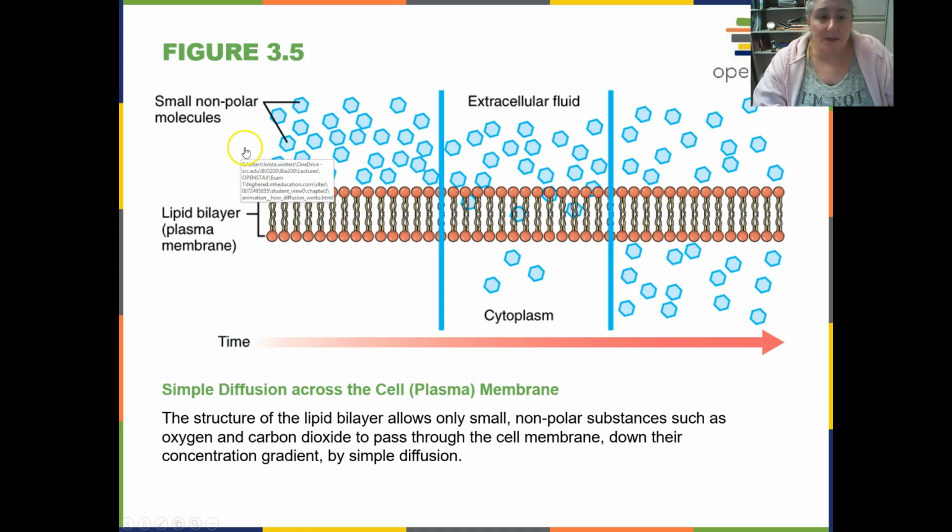So this is simple diffusion. Simple diffusion is the movement of molecules from a higher to a lower concentration down a concentration gradient. So here we have some small nonpolar molecule that can go through the plasma membrane. The plasma membrane is very selective. It allows small and nonpolar molecules to move through and does not allow polar or larger molecules through. So these small nonpolar molecules can move from higher to lower concentration through that plasma membrane until an equilibrium is met. That's simple diffusion.